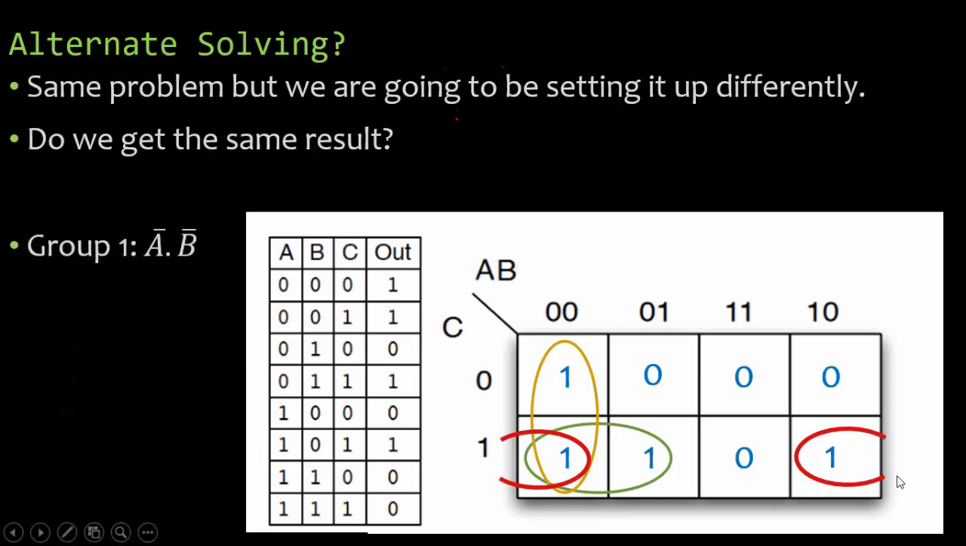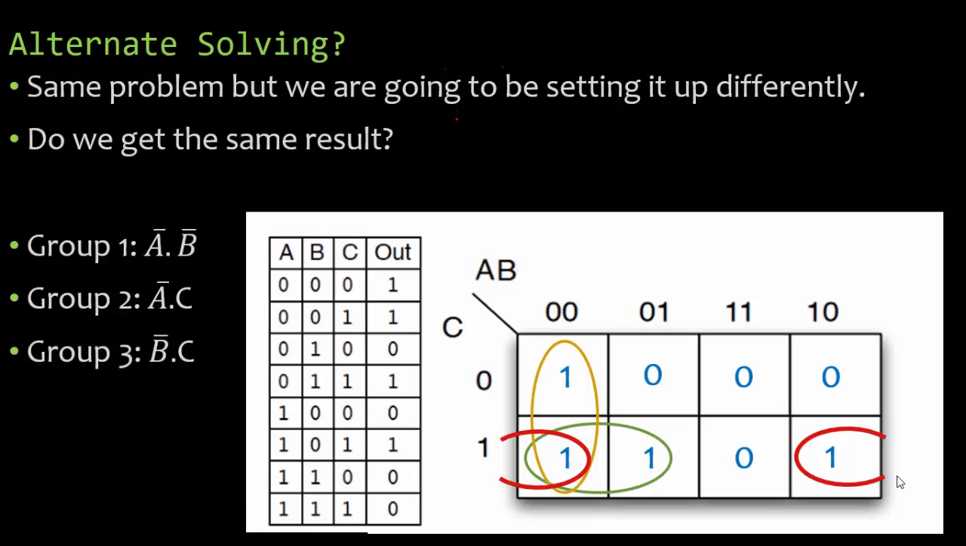So group 1, the green circle, we have not A, not B. And then group 2, we have not A or C. And then group 3, we have not B or C. That is what we have, and we get the same answer, and that's just what we got earlier. Not A and not B, or not A and C, or not B and C.